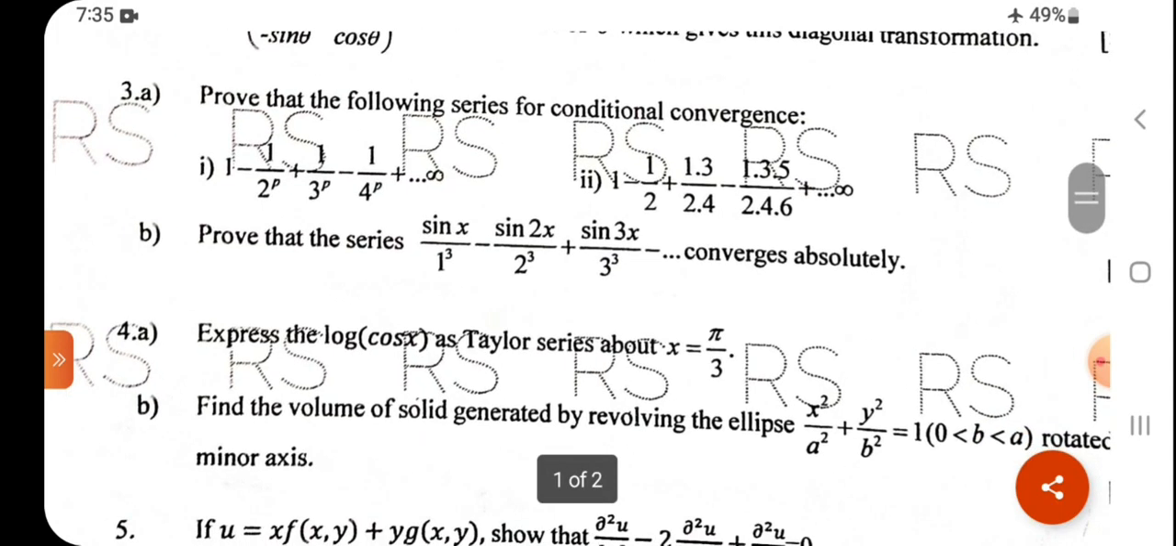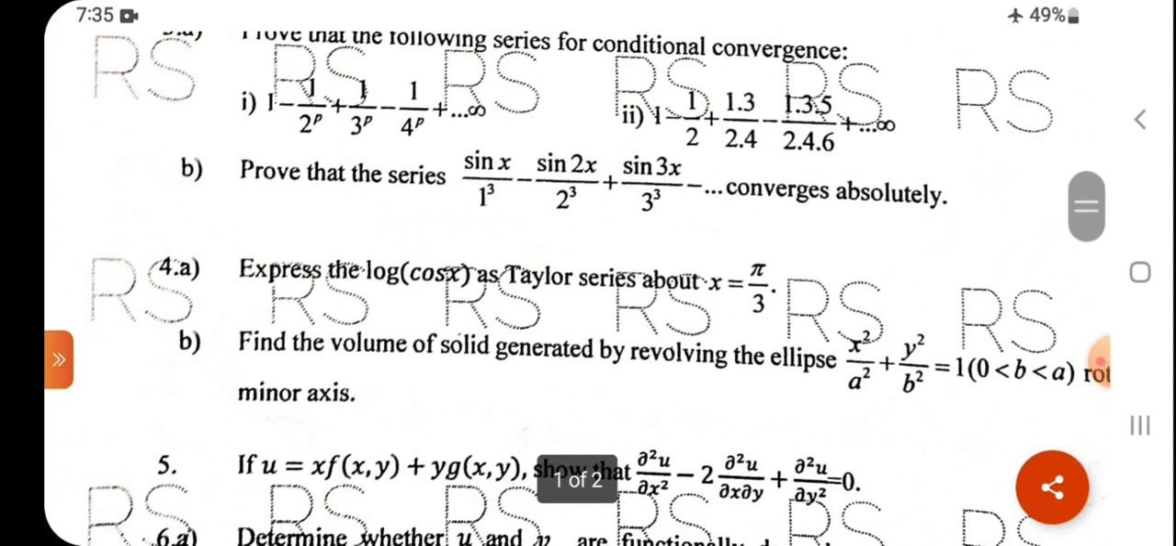Then you go for the modulus for this. Fourth a bit: express log cos x as a Taylor series. The point is given, so obviously you can find the expansion. You start with f of x equal to logarithm of cos x and find the different derivatives for that.